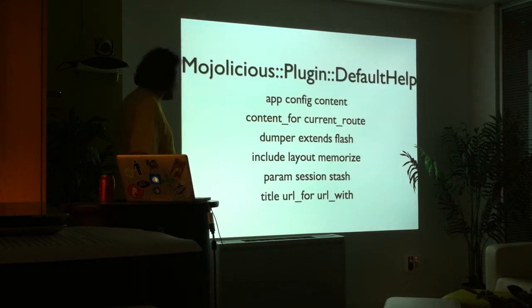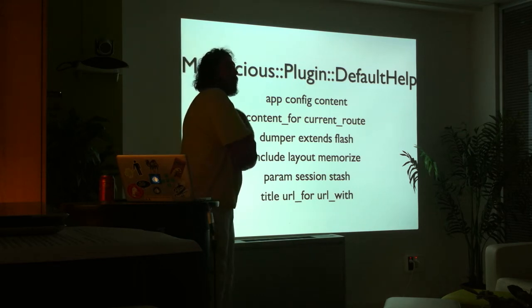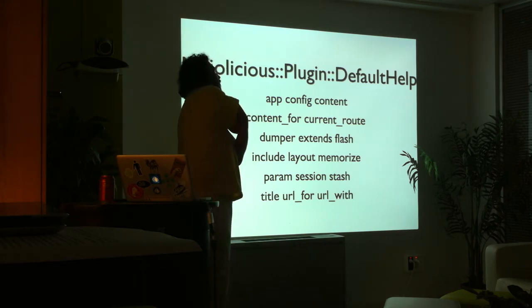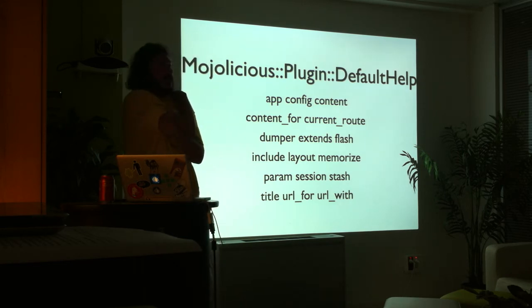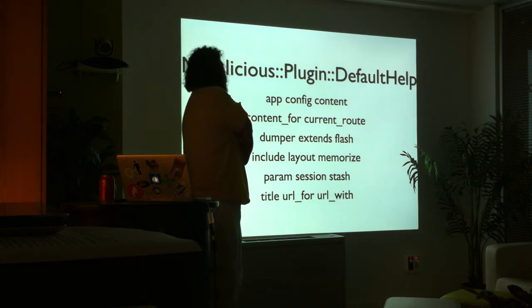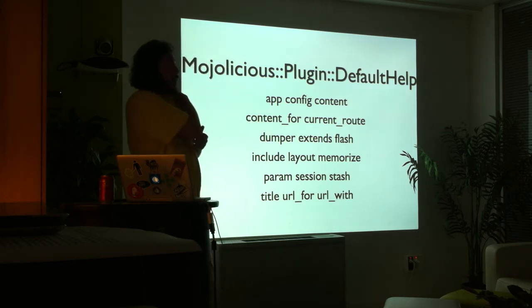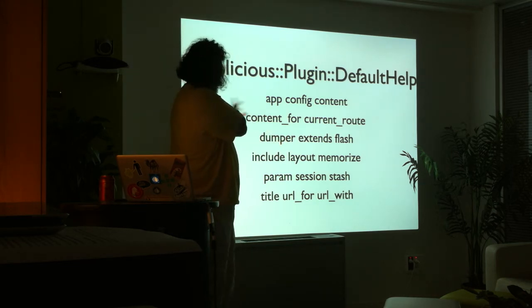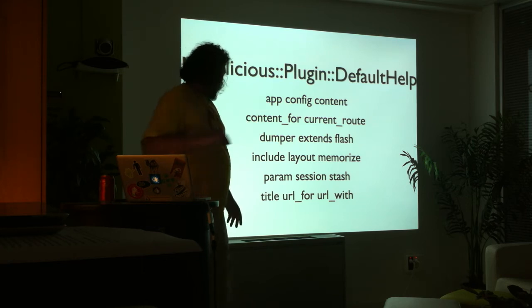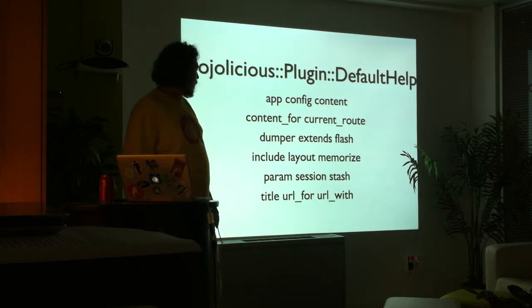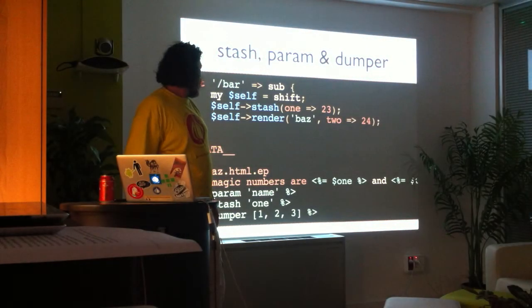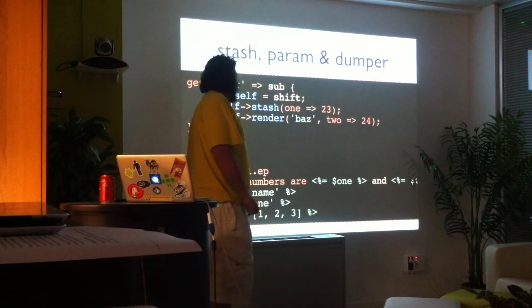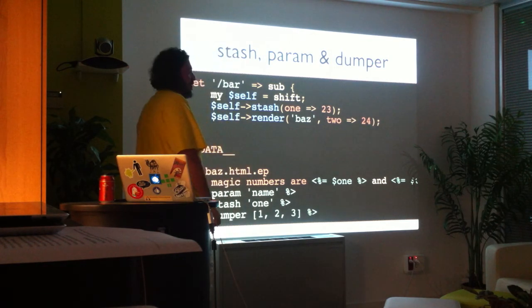Helpers. With every application you have two plugins loaded by default. One is the default helper. Default helper has all these helpers. App will give you the application object. Config will give you the config. There are a lot. So Flash is like a flash scope in Rails? Yeah, exactly the same. And one of the most used helpers in Mojo is Stash.